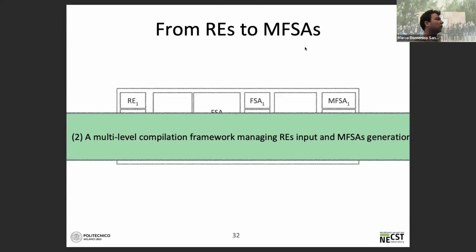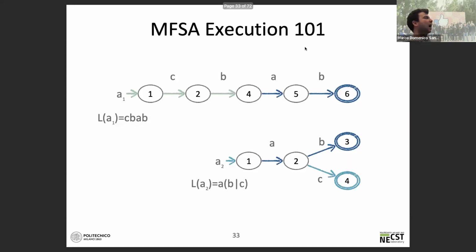But then we have to analyze how to match the data with respect to this new model. So let's start with an example. We have two simple regular expressions. This first one matches basically C, B, A, and B characters. And then we have the second regular expression and the representative automaton that matches A followed by B or C. And these are the two equivalent representations in automaton language.